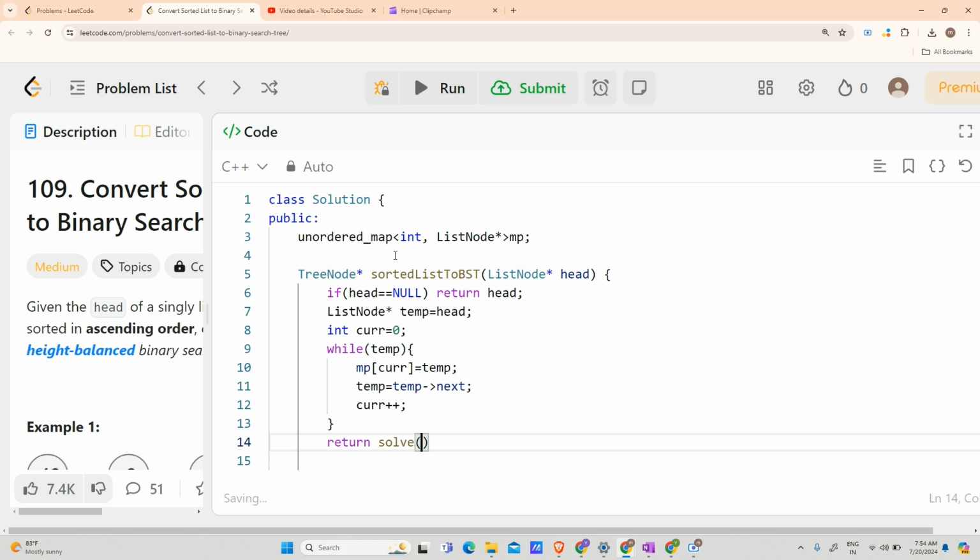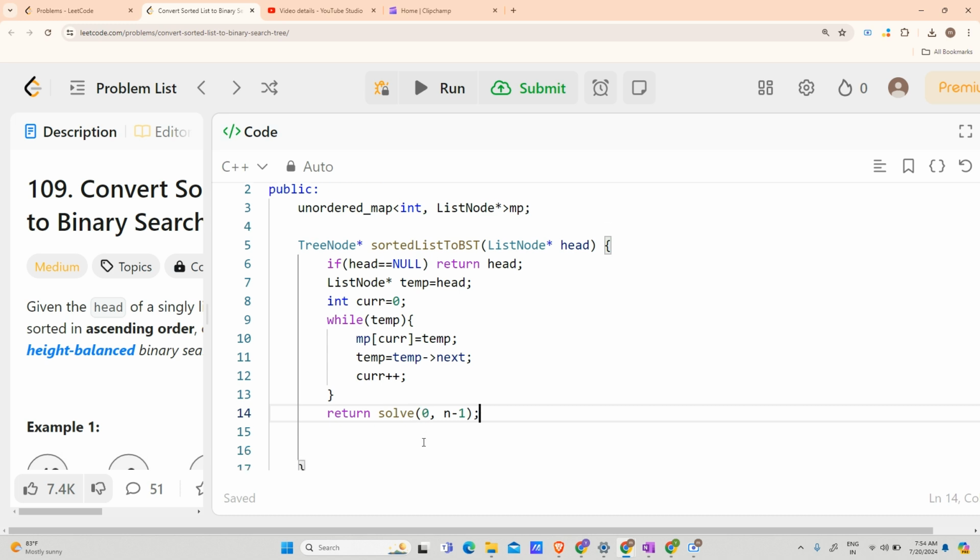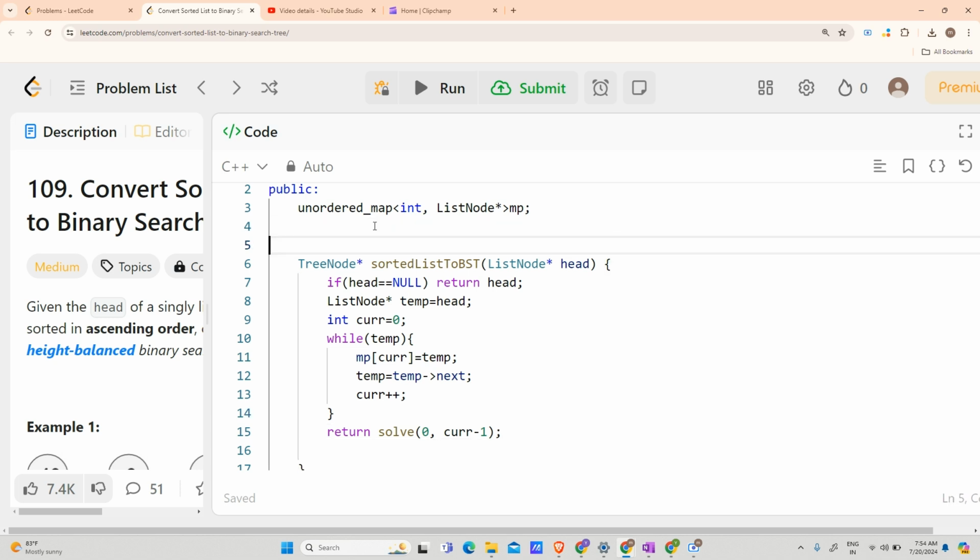Now, cur will contain the length. You can see that cur is actually containing the length of the linked list, right? So you want the 0 to n minus 1 node, right? So send your 0 to n minus 1 like this. Send your low as 0 and your high as n minus 1. That is cur minus 1, sorry, right? Length minus 1.